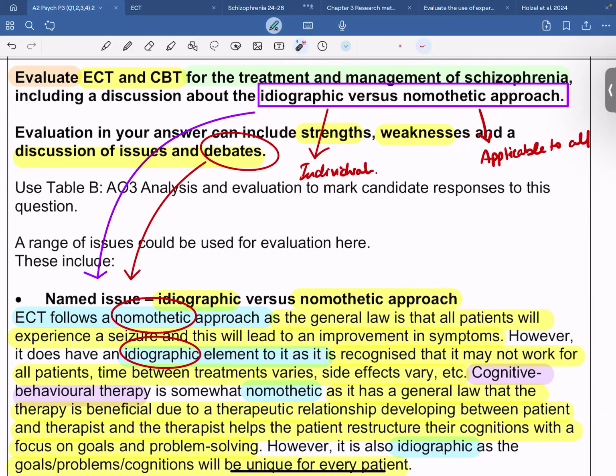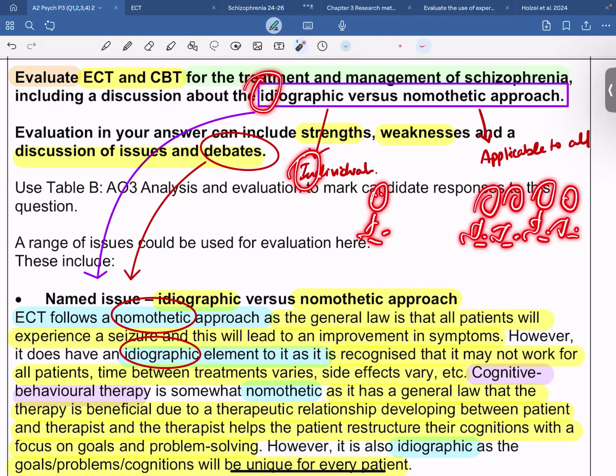The ideographic approach has more to do with an individual. Case studies are typically considered to be ideographic. However, the word nomothetic has to do with something that is more generalizable, more applicable to all. So in case you fear getting confused or mixing them up, I for ideographic, I for individual, a single individual. Whereas the nomothetic approach has to do with something that is applicable to all.